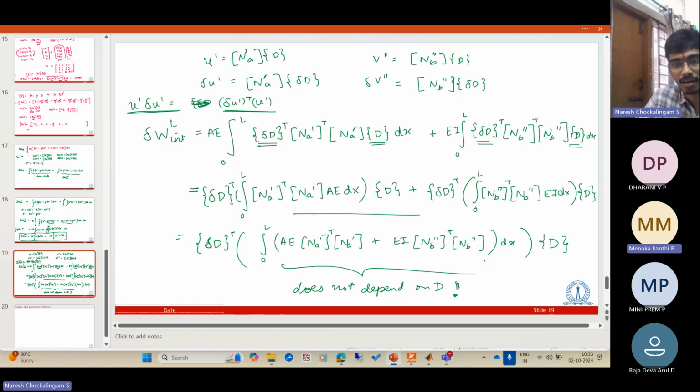Some force term. But that force term has linear dependence on D, and this matrix, whatever it is, does not depend on D. So if you scale all the displacements of the current state by 2, the internal virtual work done on a given virtual displacement will be scaled by 2. So this one does not depend on D. And we'll quickly see what this term is.